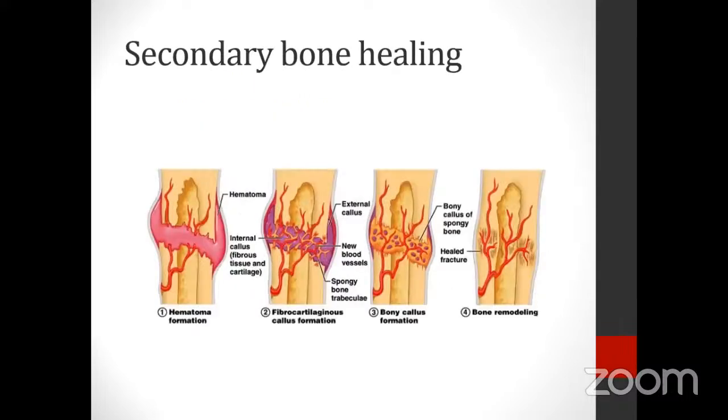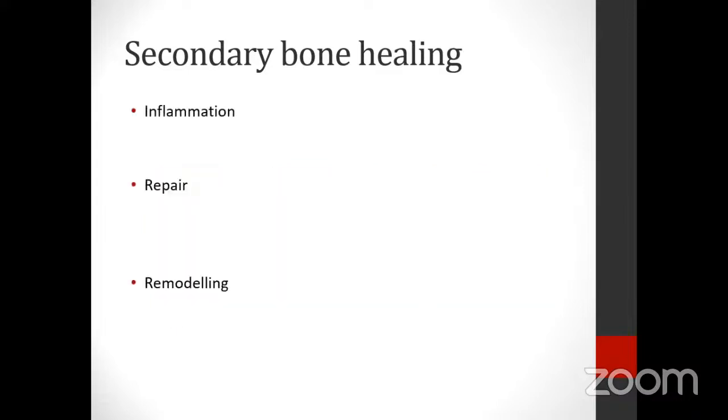This is a gross scheme or figure about the secondary bone healing. In number one on your left side, the fracture happens and the repair process starts immediately with the formation of hematoma. And then we will have the fibrocartilaginous callus formation, the primary one, the soft one, and then the bony callus when the cartilage becomes ossified, and then the remodeling. Next. Generally, the secondary bone healing is divided into three stages: the inflammation one, the repair one, and the remodeling one. Next, please.